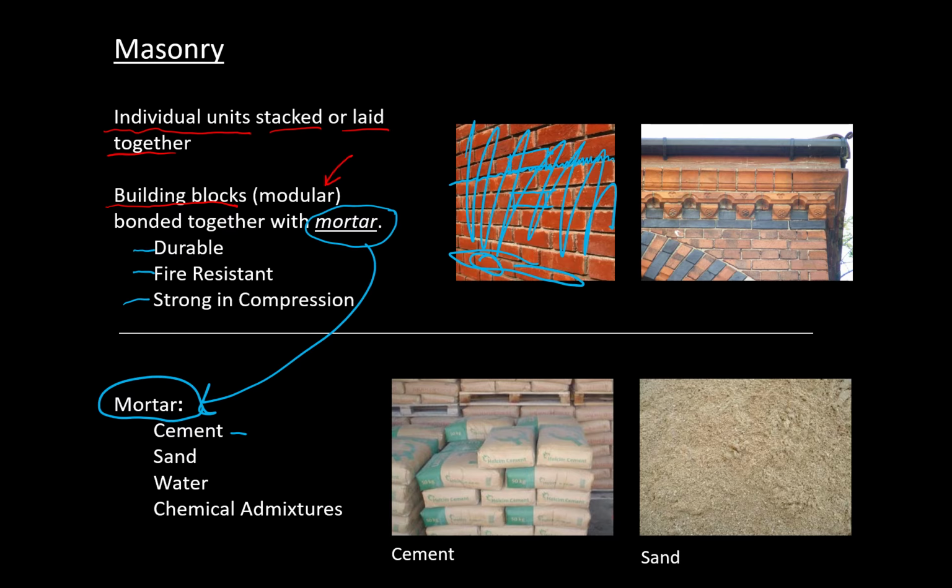Okay, so mortar is made of cement. That's the fine powder that serves as a glue, and then that gets mixed in together with sand and also some water. And the chemical admixtures are things that are added in very small amounts to improve the workability of the mortar or to possibly change the color.